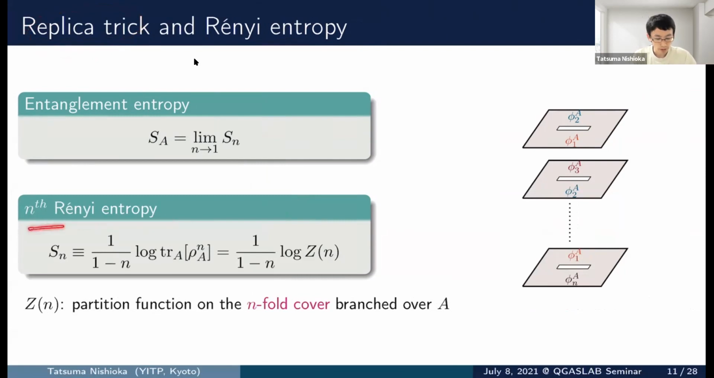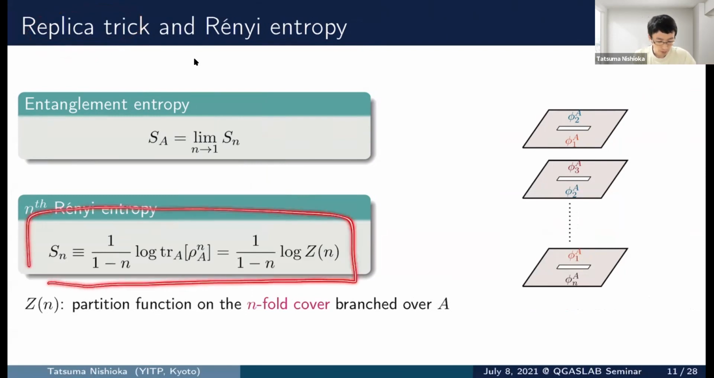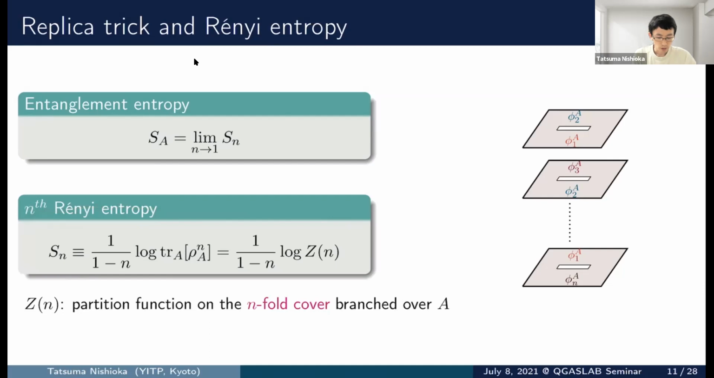The Rényi entropy is a one-parameter generalization of the entanglement entropy, which is defined in this way. You first take a trace of rho A to the n, the nth power of the reduced density matrix. And then the Rényi entropy is calculated in this way. If you analytically continue with respect to n, then in the n goes to one limit, you get the entanglement entropy.